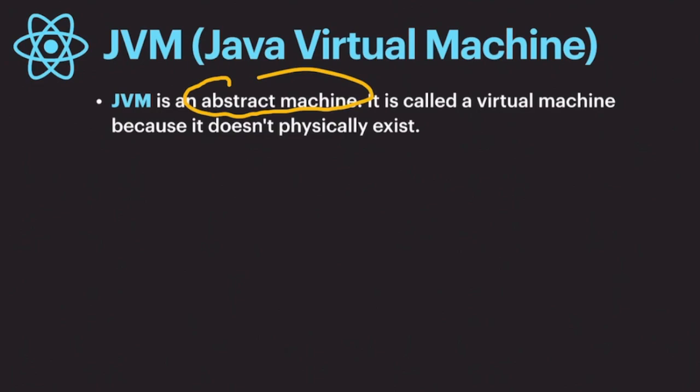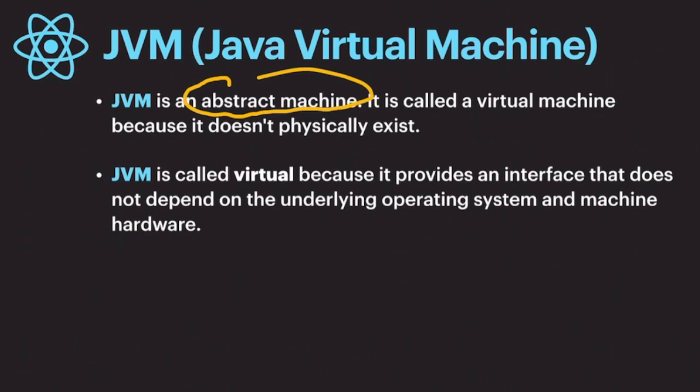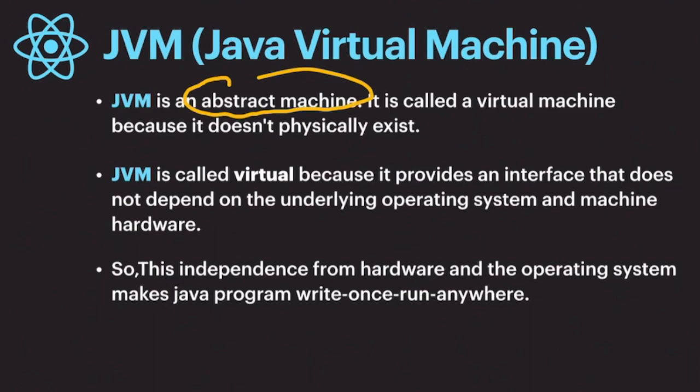So JVM is actually an abstract machine because we cannot see the JVM physically. It is called a virtual machine because it does not physically exist. So JVM is called virtual because it provides an interface that does not depend on the underlying operating system and machine hardware. Because JVM is the heart of Java programming, it is independent from hardware and the operating system and makes Java programs write once, run anywhere. So it means that we can run the Java program on one machine and we can run it on another machine.